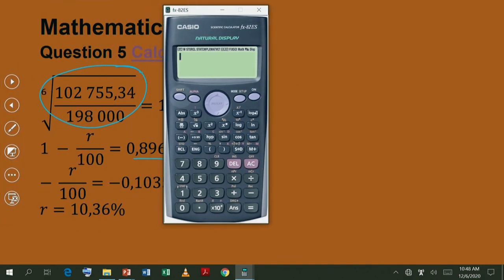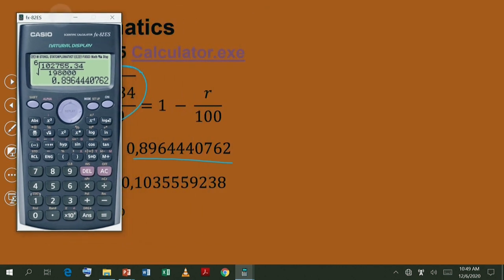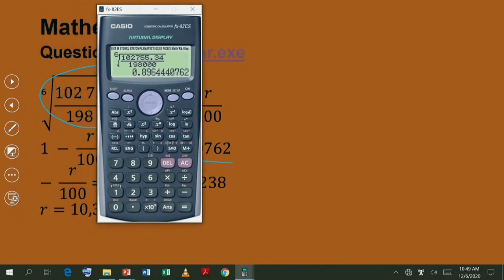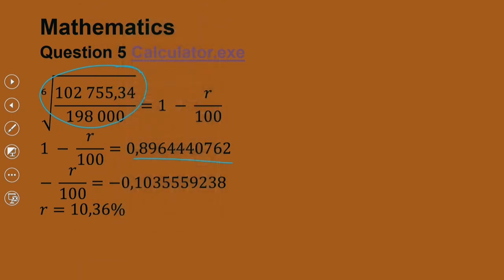You're going to press shift, then the root sign, then type in 6, right arrow, then the fraction button, 102,755,34, down arrow, or even the right arrow, 198,123, zeros, and then you can press the equal sign. This is going to give you 0.89644762.